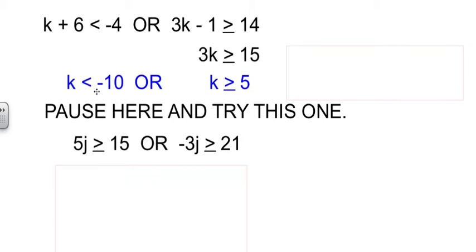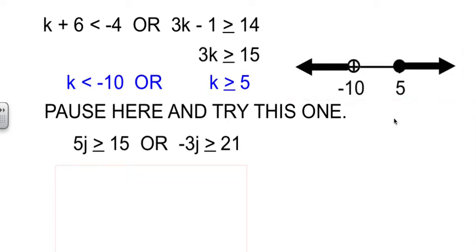Anything less than negative 10 is good. Anything greater than or equal to 5 is also good. They don't need to overlap in an OR problem, and typically they won't. Your basic garden variety OR problem is going to have the two arrows pointing away from each other.